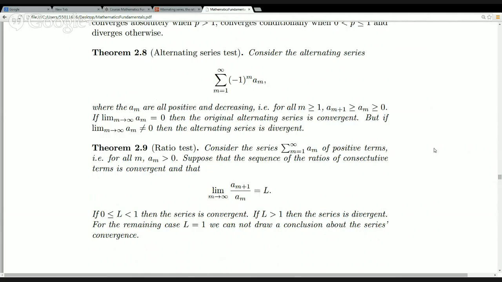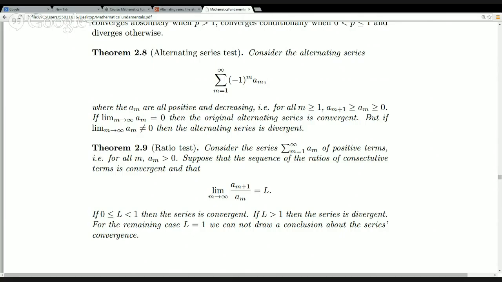I'll discuss each of the three tests first, and then we'll look at a collection of examples. Let's have a read of this. It refers to alternating series. An alternating series is one where the terms are alternately positive and negative. So you have a positive term, a negative term, a positive term, a negative term.